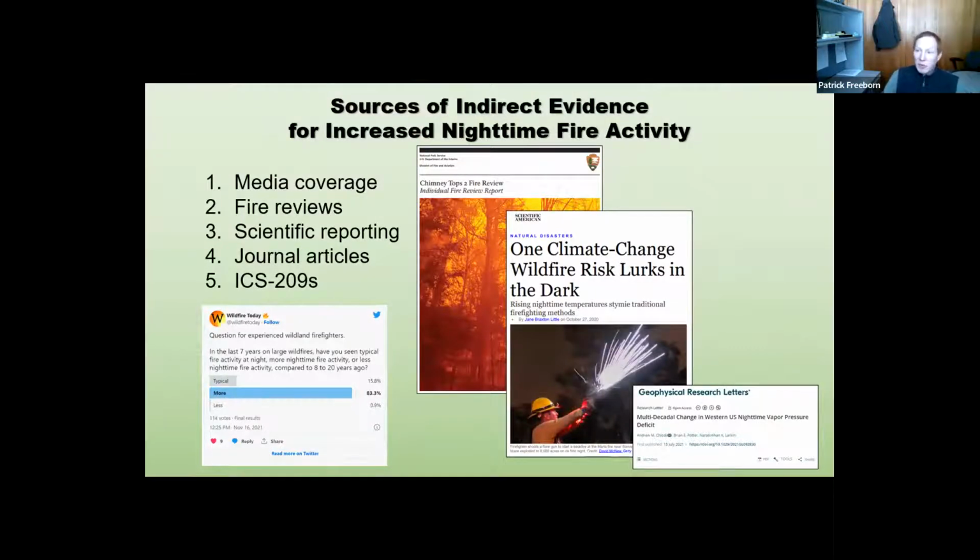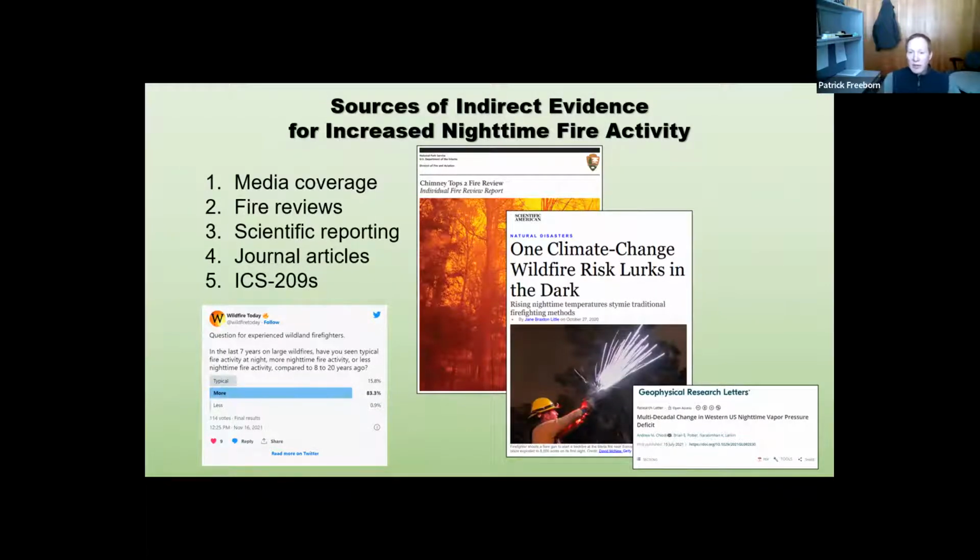There are also fire reviews, like the Chimney Tops 2 fire review. There's some really cool scientific reporting out there. One, "Climate Change Wildfire Risk Lurks in the Dark," was published in Scientific American in 2020. That's a really good article. Obviously, there are peer-reviewed journal articles, but a lot of those really just address the nighttime fire weather component.